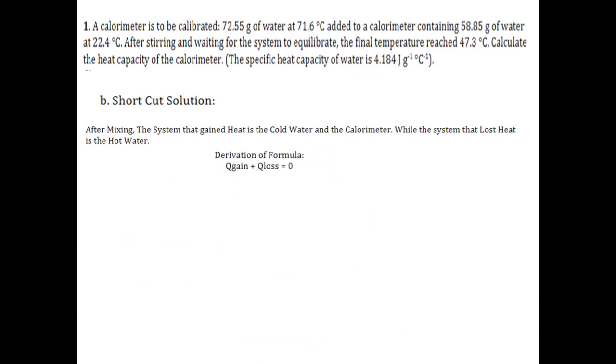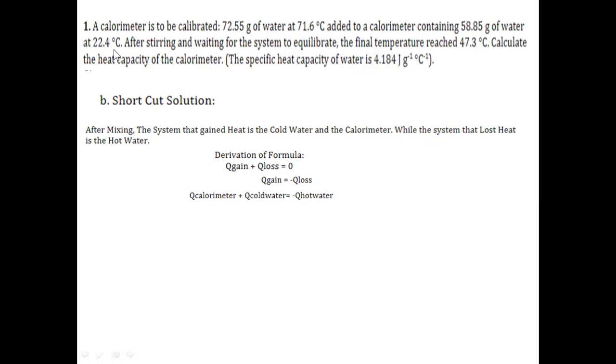Now we have the derivation of the formula: heat gain plus heat loss is equal to 0. If we transpose heat loss to the other side of the equation, this becomes negative Q loss. And then again, from the experiment, after mixing both substances, the systems that gained heat are the calorimeter and the cold water. Why? Because the initial temperature of both the calorimeter and the cold water inside it is 22.4 degrees Celsius.